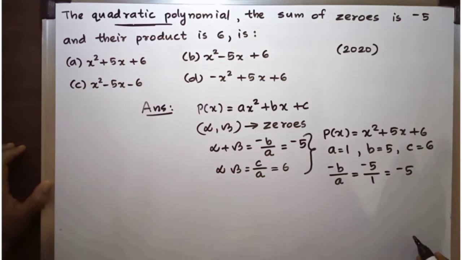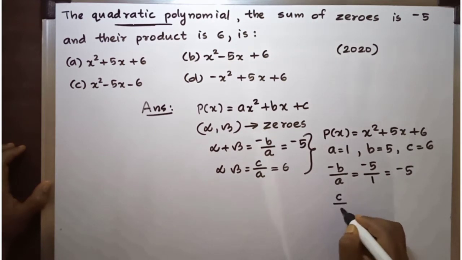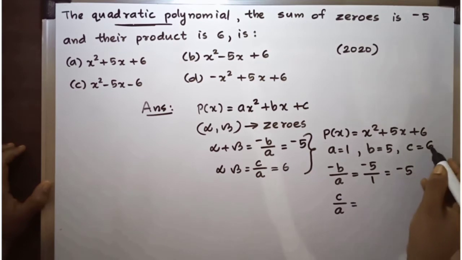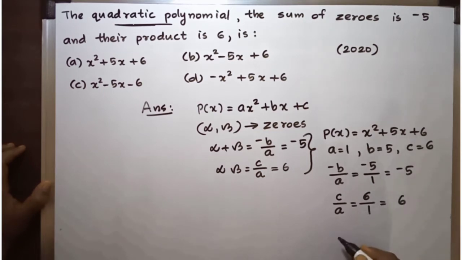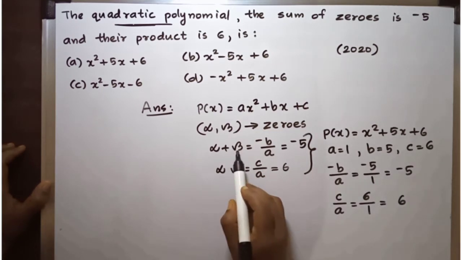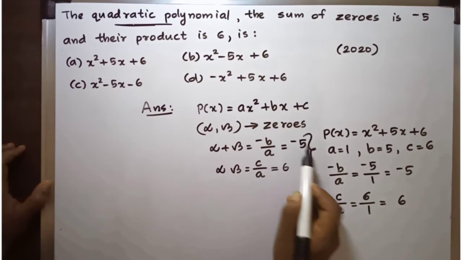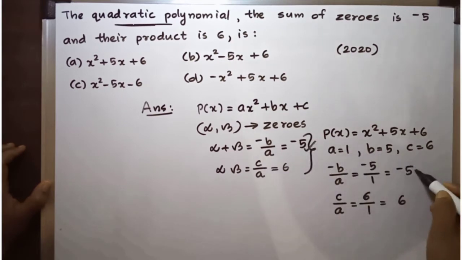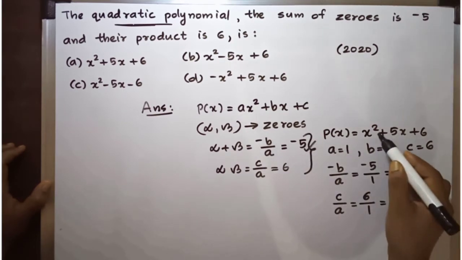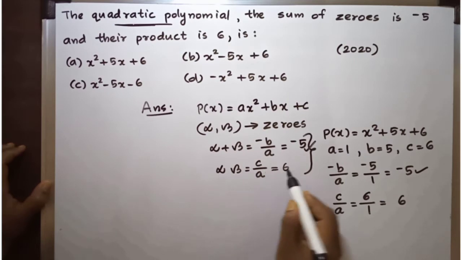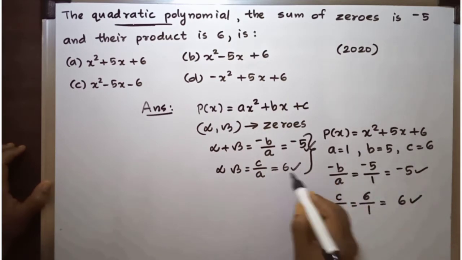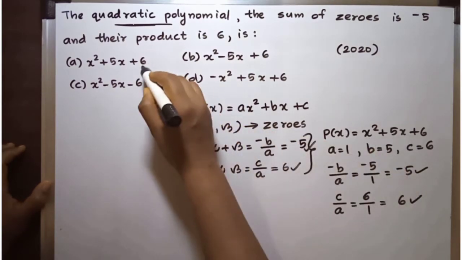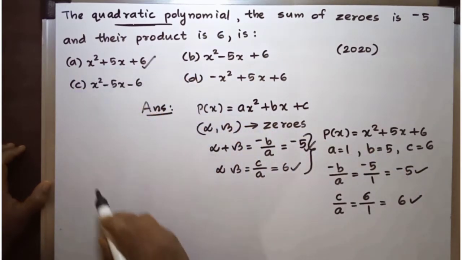Okay. Now what is c by a? C by a is, here c is 6 by a is 1. 6 by 1, 6. Okay. Alpha plus beta, minus b by a is minus 5, see, that condition is satisfied in this polynomial and alpha beta is 6. C by a is 6, see, that is also satisfied in this polynomial. So the right answer is option A itself.